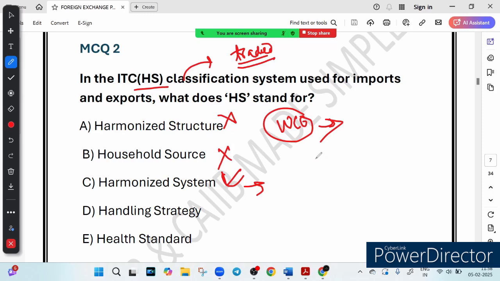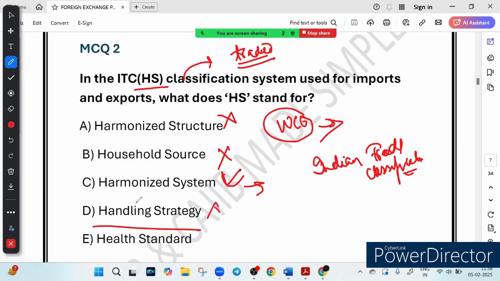What is ITC-HS? Let me write down the full form. ITC stands for Indian Trade Classification. That is the full form of ITC. For example, if India exports rice or imports crude oil, the HS code determines taxes, duties, and trade policy for these products worldwide. So HS stands for harmonized system, a universal trade classification method.